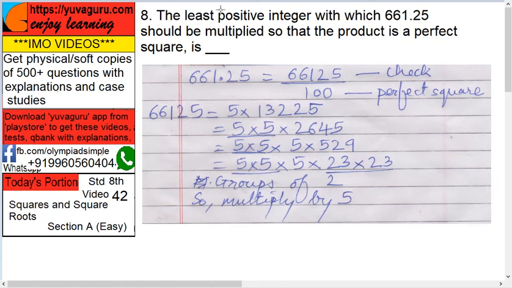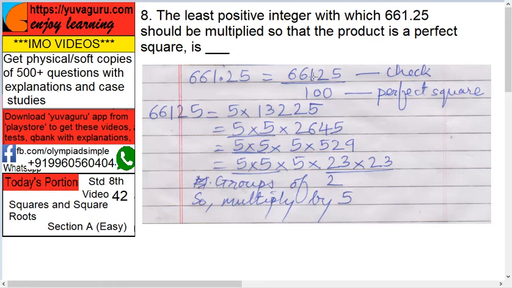Next, the least positive integer with which 661.25 should be multiplied so that the product is a perfect square is, means some number is to be multiplied with this number so that the answer we get is a perfect square. Now which is that number?